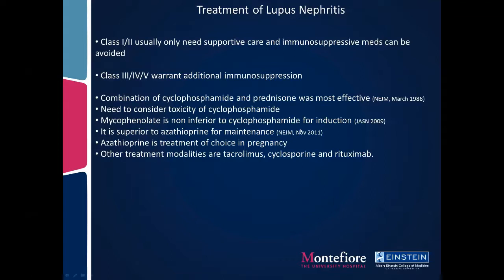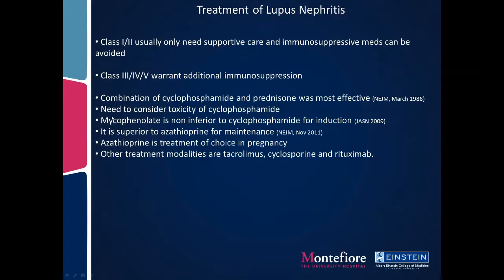This same study also had a maintenance arm, and they compared mycophenolate to azathioprine. In this one, mycophenolate was actually superior to azathioprine for maintenance therapy. So in contrast to ANCA vasculitis, where azathioprine was superior, in lupus nephritis mycophenolate is superior to azathioprine for maintenance of remission. However, if these women decide to get pregnant or are pregnant, then azathioprine is the treatment of choice because of the toxicity to the fetus associated with mycophenolate.